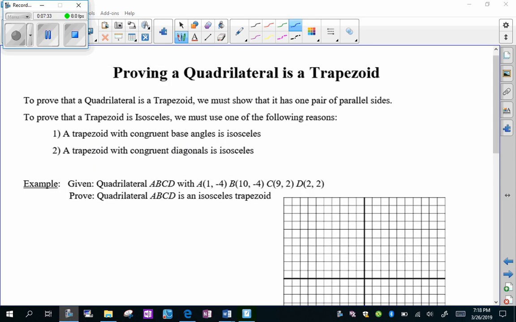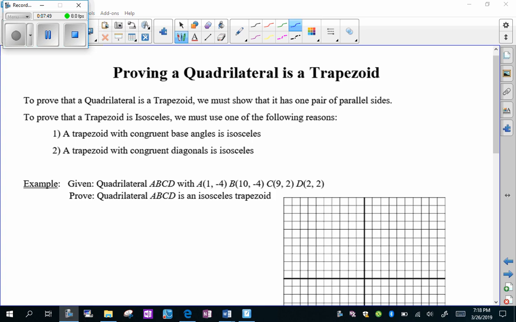All right. So on the next page, what we want to do is prove a quadrilateral is a trapezoid. Okay. And please relax, breathe. It's a coordinate proof. All right. And I think we like the coordinate proofs. Actually, I know we like the coordinate proofs.